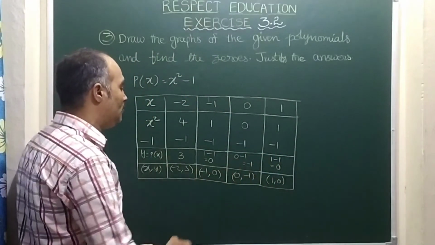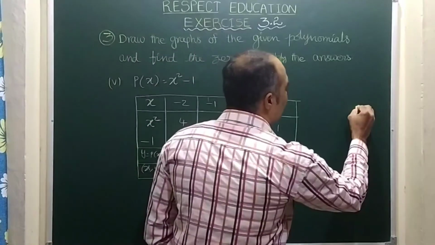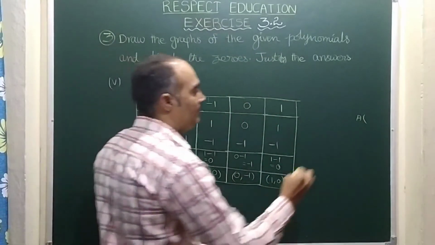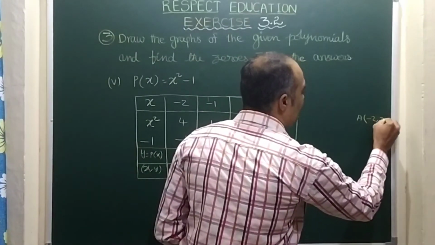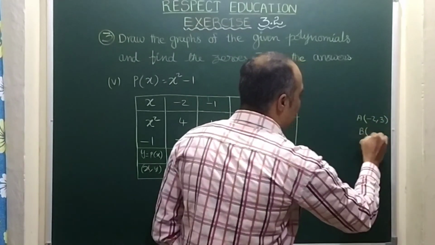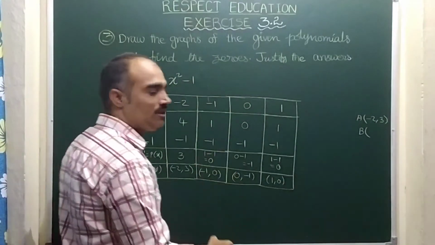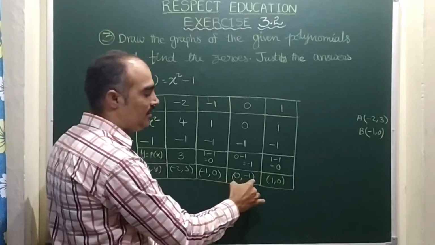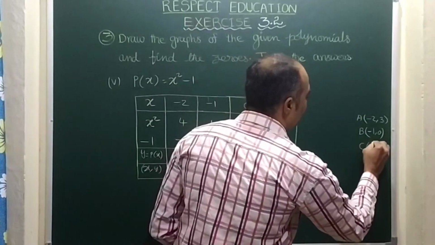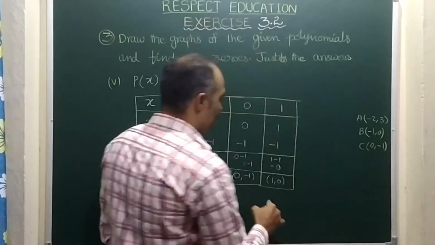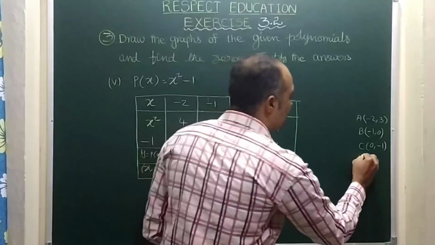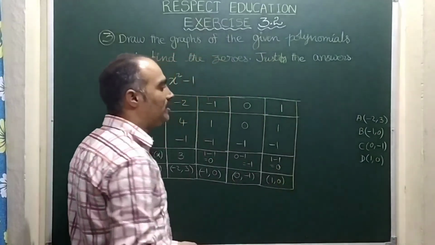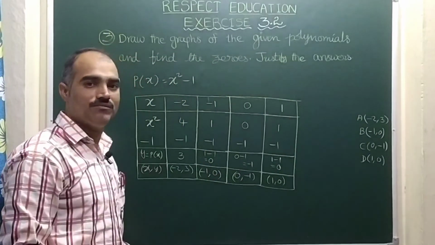So these values here I am writing. First one is A, the point minus 2 comma 3. Second one is B, minus 1 comma 0. Third one is C, 0 comma minus 1. Fourth one is D, that is 1 comma 0. Right? With these 4 points now we are going to draw the graph.